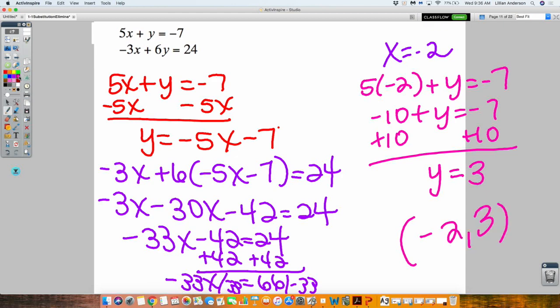And did everyone write their answer as a point? Make sure you write your answer as a point every time. And that's substitution. That's one of the ways. Okay? That is one of the ways. Go ahead and clear your desk. We're going to talk about elimination next.